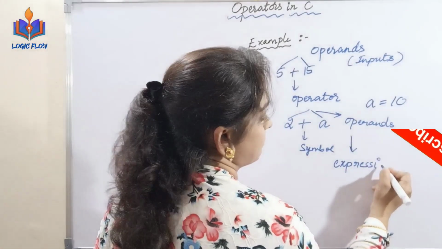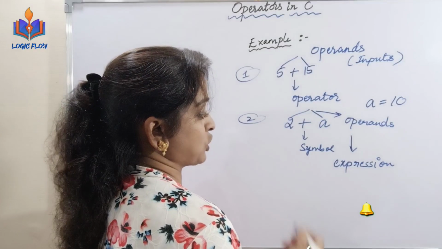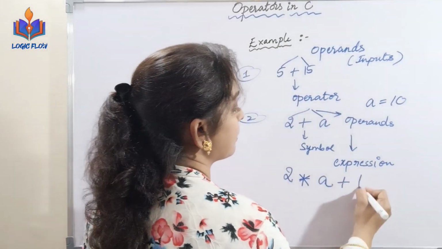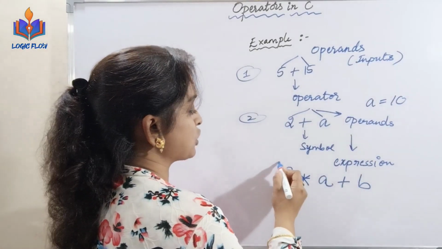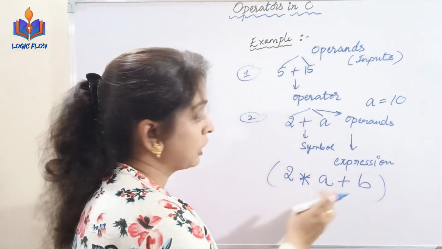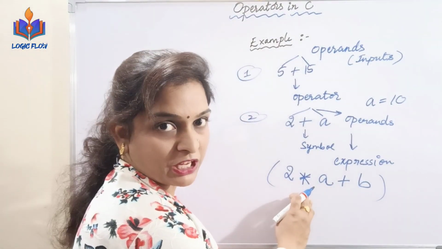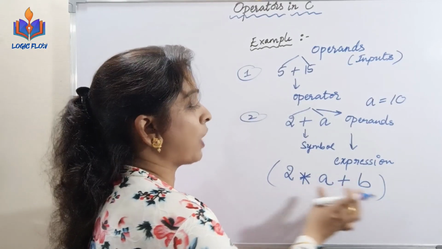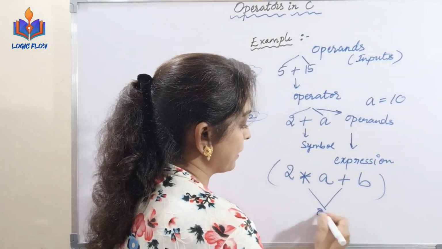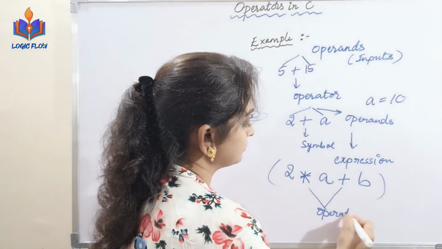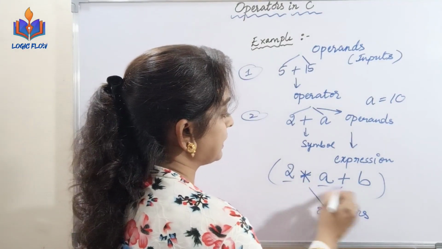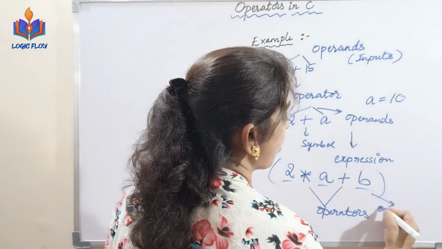Well, this is a very simple expression. You can have more complex expressions. I can just say 2 into a plus b. This is an expression where you have the plus which performs addition, the asterisk which performs multiplication, a constant value, and two variables. So the asterisk and plus are the operators, and 2, a, b are called operands.